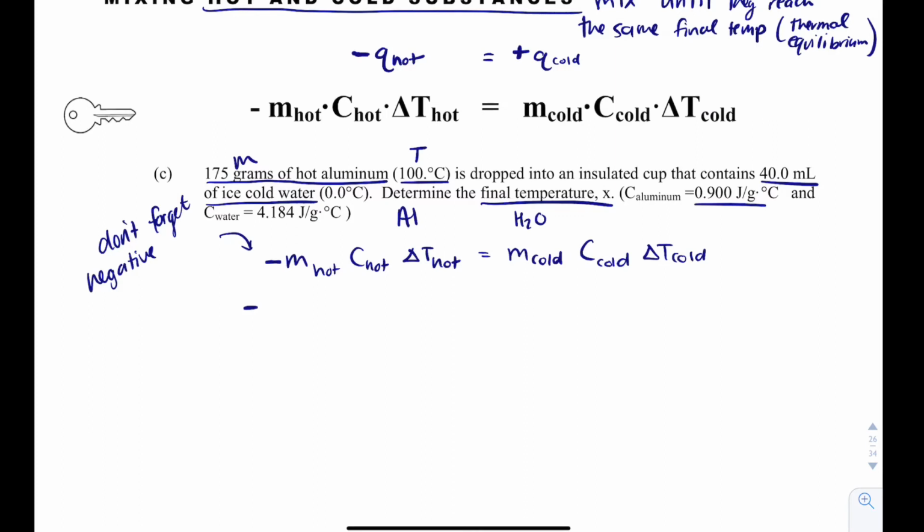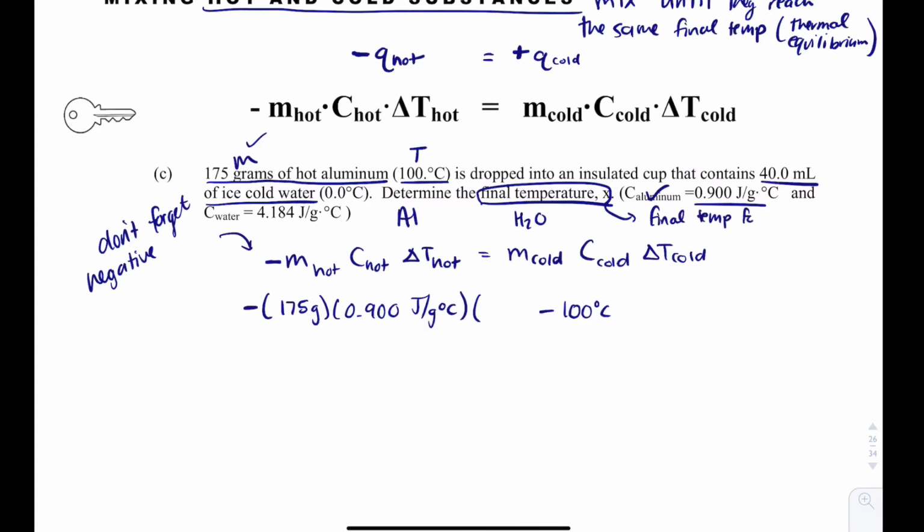So my hot substance mass is 175 grams. I got that checked off. I'm getting the specific heat of aluminum. That's 0.9 joules per gram degree Celsius. My delta T, they don't tell me the change in temperature, but they do say that it starts off at 100 degrees Celsius, and I'm trying to find the final temperature. This is the final temperature for both aluminum and water, for the same reasons that we talked about. They mix until they reach the same final temperature. So I'm going to be solving for T final.